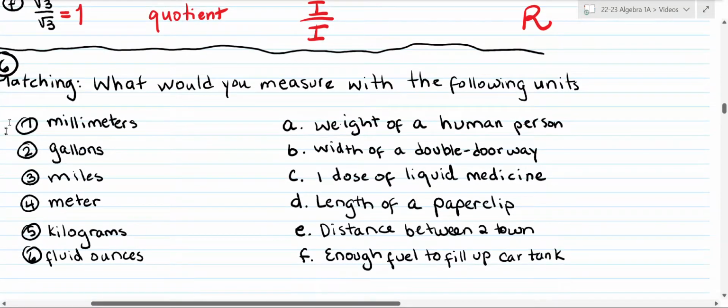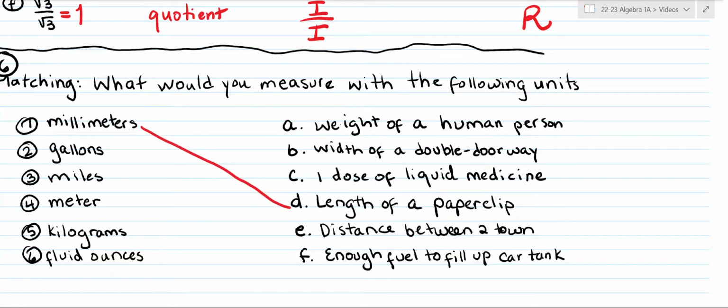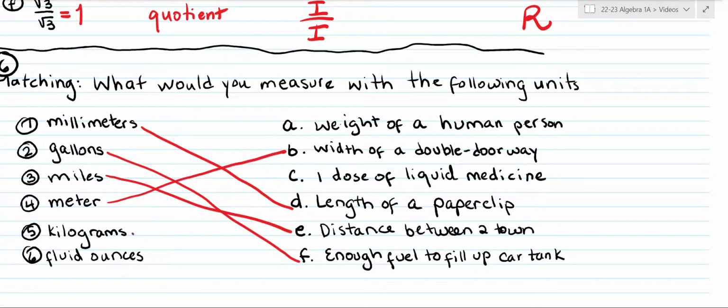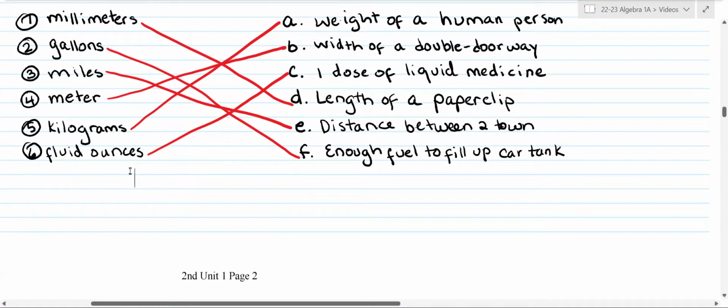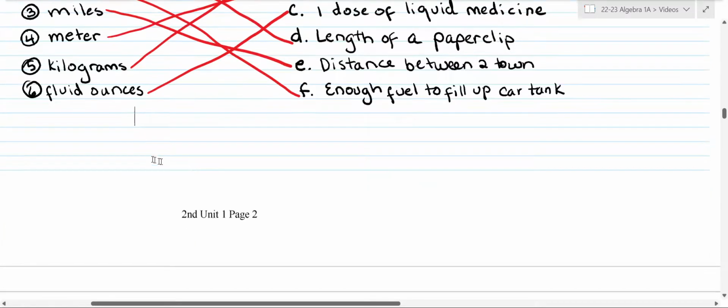All right. What would you measure with the following units? We did this in class, but millimeters is going to be when you're measuring something small. Gallons, like how much gas you put in a car. Miles, like distance between two towns. Meters, width of doors. Kilograms, weight of humans. Fluid ounces, doses of medicine, okay? So make sure you have a sense of the units. So we don't talk about a human being 4,000 kilograms. That's ridiculous. That's not the right unit.